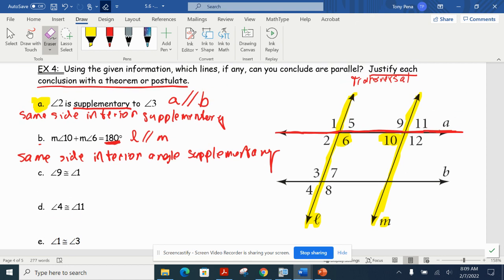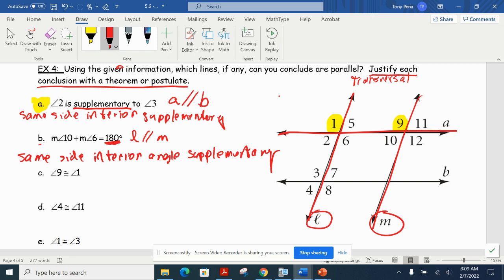Okay, let's do one more, then I'll probably leave you those last two to see if we can figure out what this is asking us here. So go to letter C. Find angles 9 and 1. Angle 9 is right here. Angle 1 is right here. Angle 1 is created by that line, and 9 is created by that line. So what we're testing is, are L and M parallel? Those are the two lines we're trying to identify if they're parallel or not.